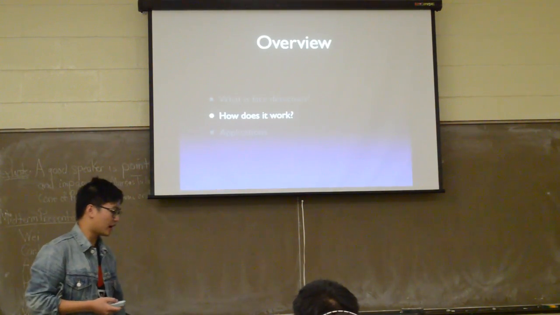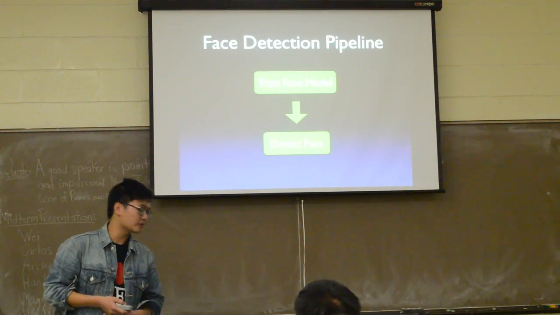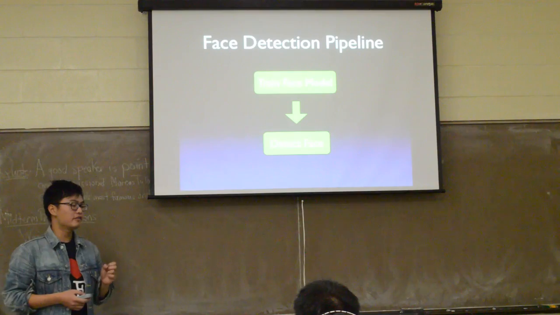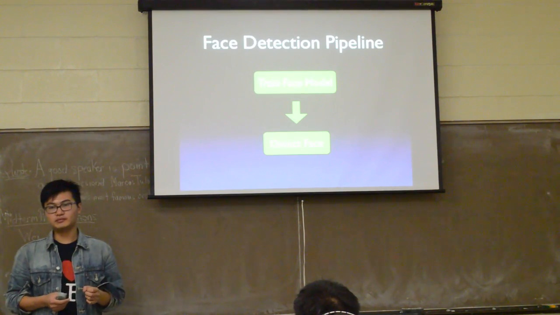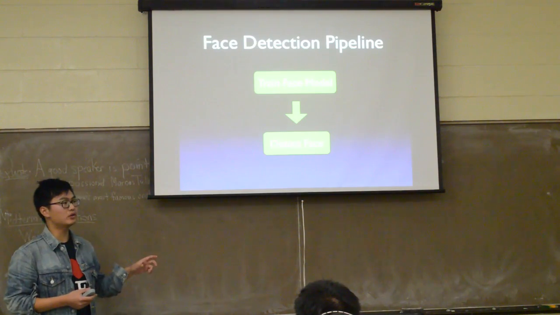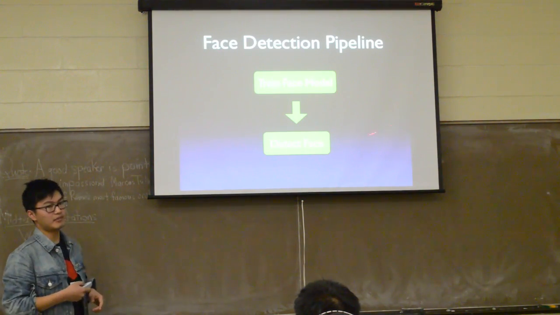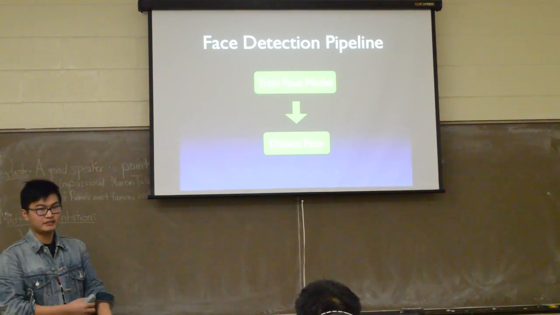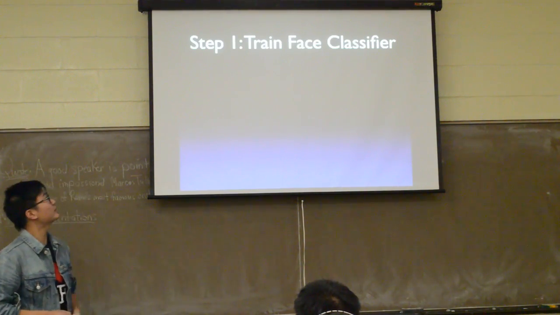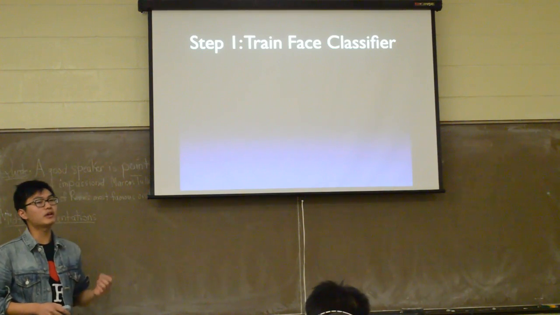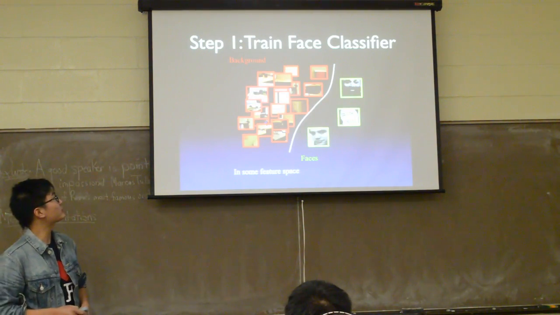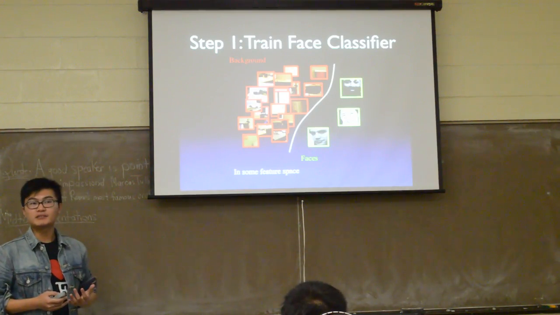So let's see how it works. Basically, it's very simple. There are two steps. First, you train a face model, and after you train this face model, you can use it to detect the face from an image. Clear? So let's look at the first step. We want to train a face classifier, which is the face model, and the idea is very simple.